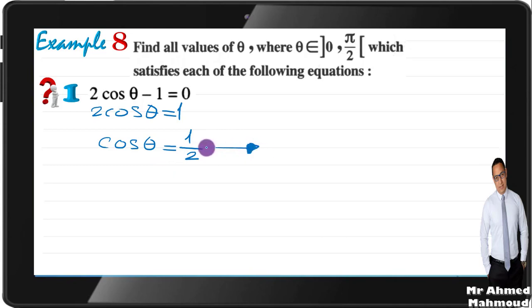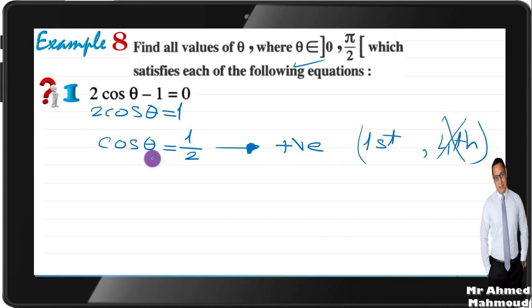Here theta is positive. Theta is positive in the first or the fourth quadrant, because this is cosine. But theta here belongs to 0 to pi over 2, the first only, so the fourth is refused. So I will take the first only. So theta equals shift cosine half, equals 60 degrees. So the solution set is theta equals 60 degrees. Okay, the next one.